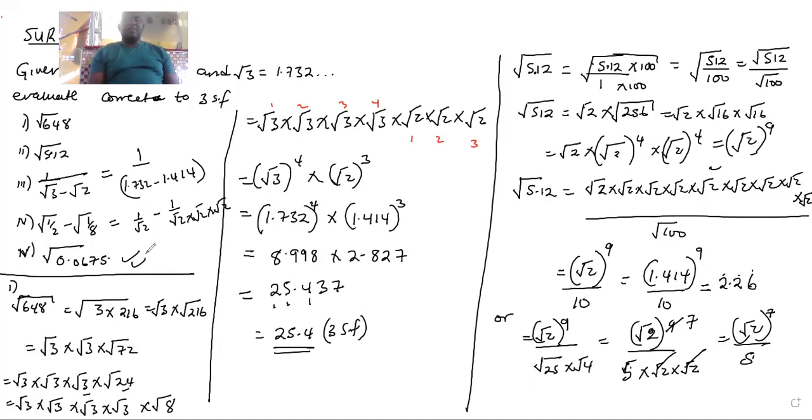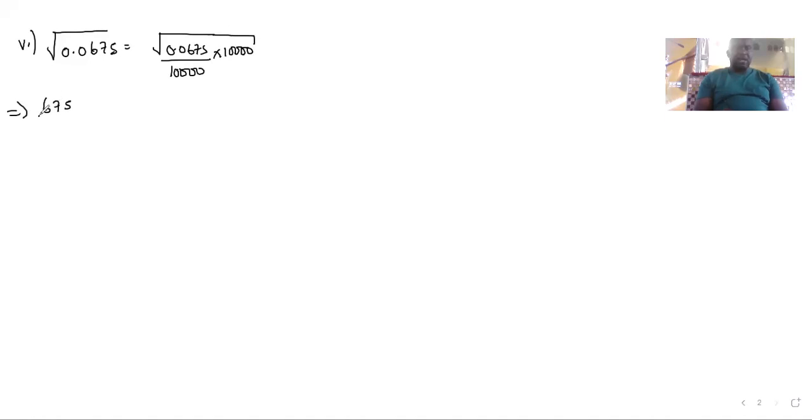Now for this one, the idea is the same as the previous number, whereby you have to put it in a form which is easily handled like a whole number. Whereby if you have root of 0.0675, this is going to be the same as square root of 0.0675 multiplied by 10,000 over 10,000, so that you remove the decimals. So this will realize 675 out of 10,000 under the square root. And this is the same as root of 675 over square root of 10,000. Of course, this is over 100. Then you have only up, which is root of 675.